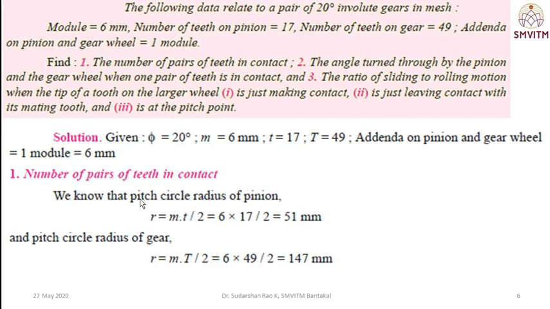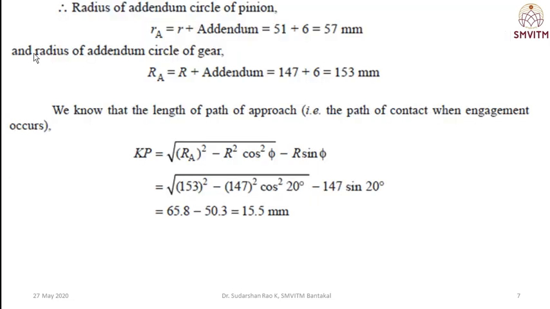Pitch circle radius of the pinion, r equals m t by 2, that is 6 into 17 by 2, which is 51 millimeter. The pitch circle radius of the gear, capital R, equals m into capital T by 2, that is 6 into 49 by 2, which is 147 millimeter. Then the addendum circle radius of the pinion, ra, equals r plus addendum, 6 millimeter, which is 57 millimeter. The addendum circle radius of the gear, capital RA, equals R plus addendum, which is 153 millimeter.